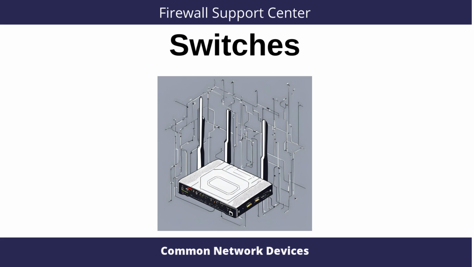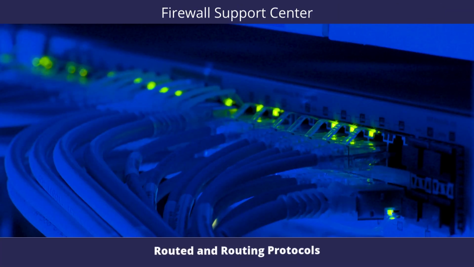Switches are more secure than hubs because of this targeted transmission, and they can also implement virtual LANs, VLANs, which logically segregate a network to limit broadcast and collision domains. Routed and routing protocols. Routed protocols like IP are responsible for managing packets that contain routing information, enabling these packets to be transferred across networks with the help of routing protocols.